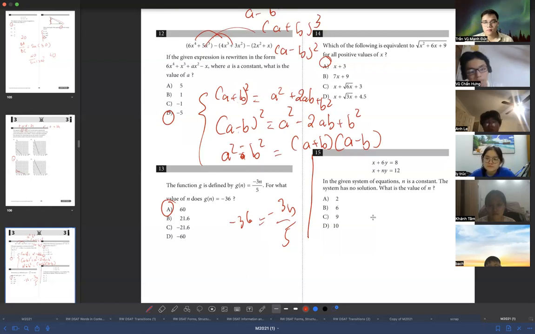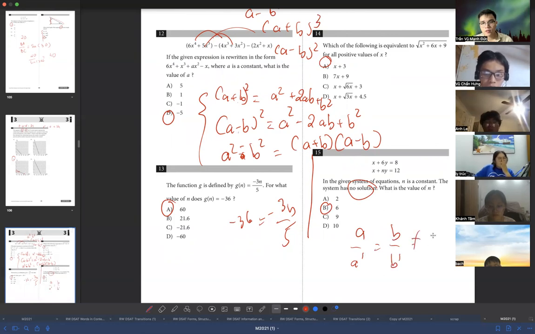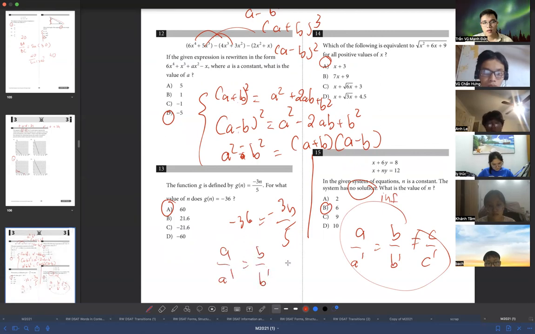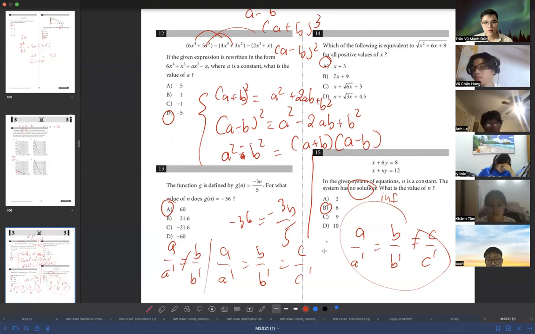So remember, if this has no solution, A over A' equals B over B' is different to C over C', right? And if it has infinite solutions, it will be A over A' equals B over B' equals C over C'. And if it has one solution, it will be A over A' different to B over B'. That's it. Okay, 3 scenarios of solutions in systems of equations.